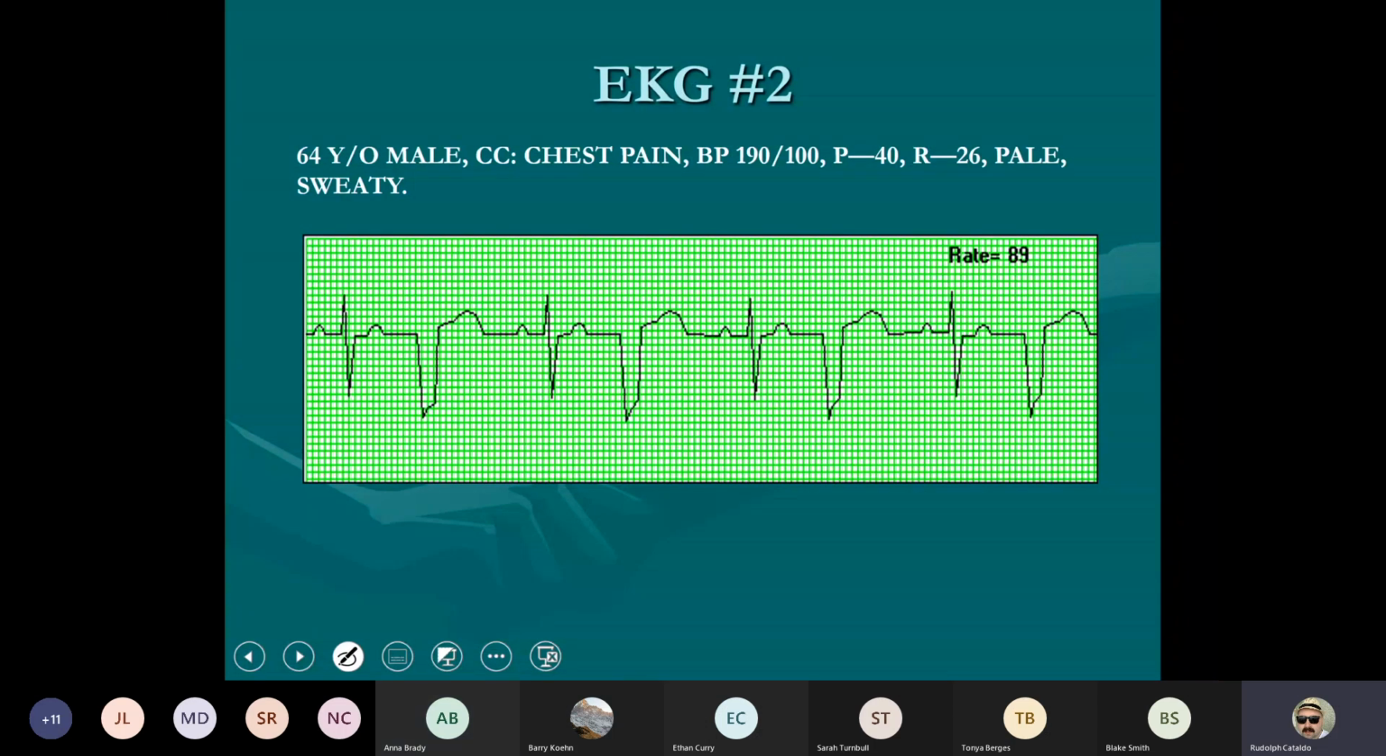Okay, let's talk through this. 64-year-old male, chief complaint of chest pain, BP 190 over 100, pulse rate is 40, respirations at 26, pale and sweaty. Yeah, I was about to say, you're thinking the same thought I am.